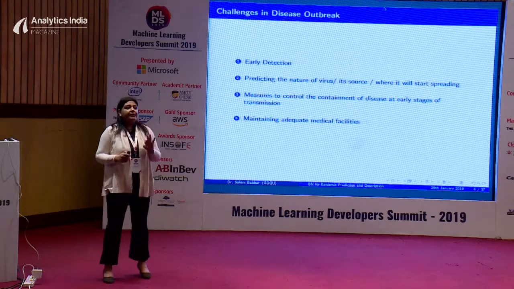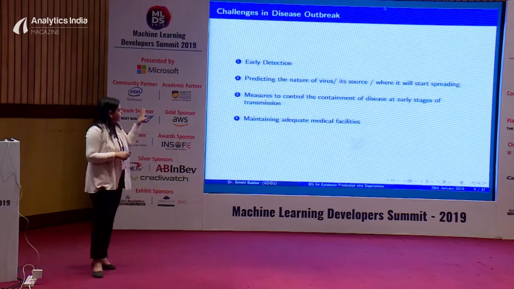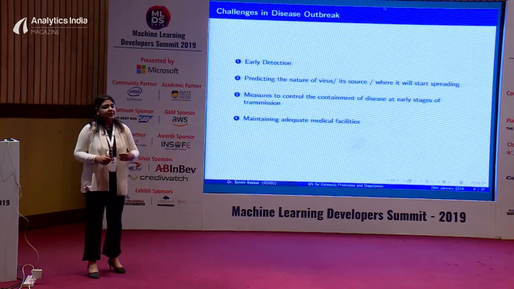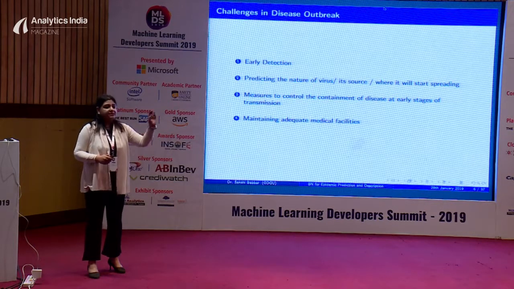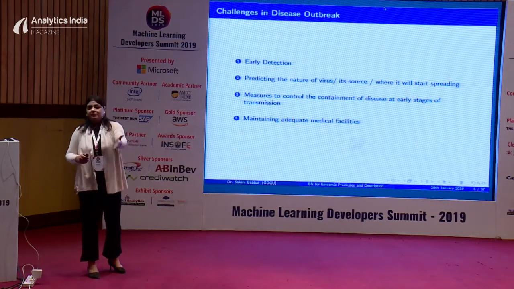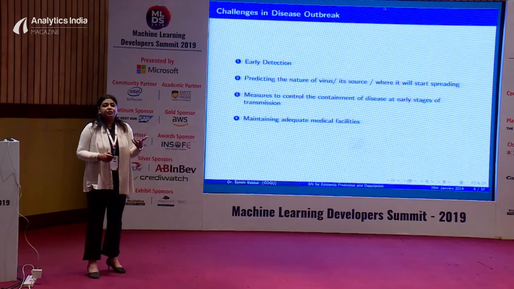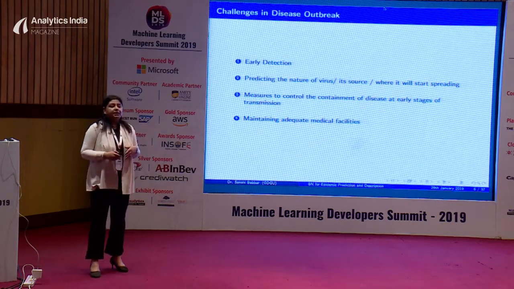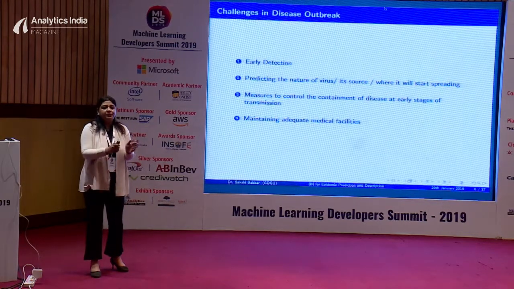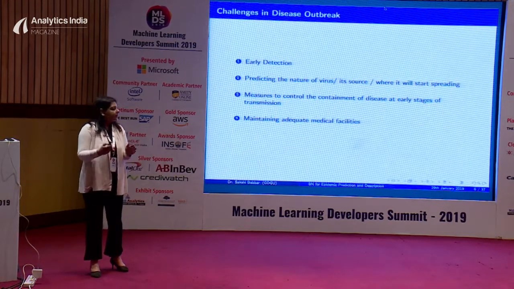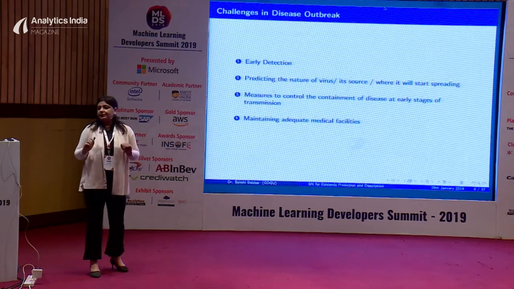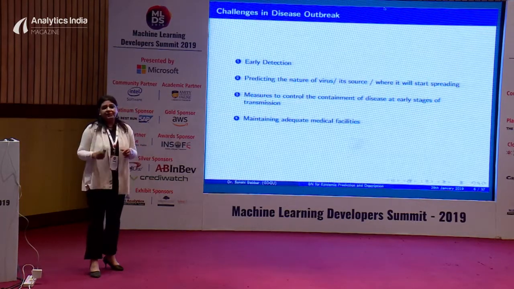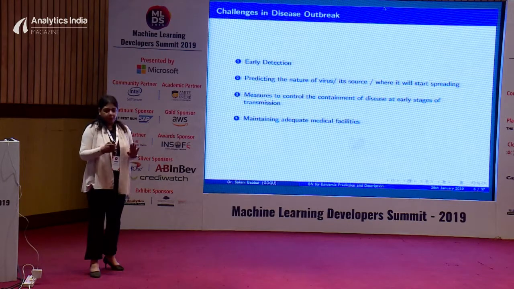Now, there are four key challenges in outbreak detection. The first is early detection. Early detection means whenever the records are coming, we analyze the patterns, and ask how early we can say that this is the probability or a chance that there could be an epidemic. The second one is predicting the nature of the virus. Is it a new virus or a virus we already know? The third one is measures of control, that is, how I'm going to stop the further spread. Can I take the appropriate measures in time? And the fourth one is maintaining adequate medical facilities. The focus of this talk is the first one, early detection, and that too integrating machine learning models.